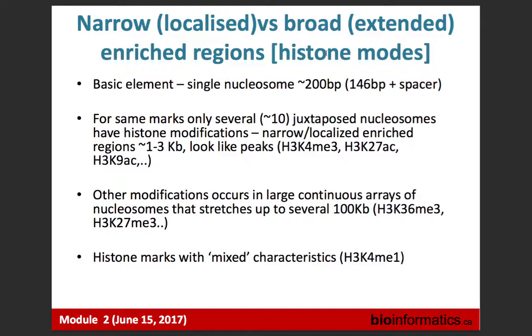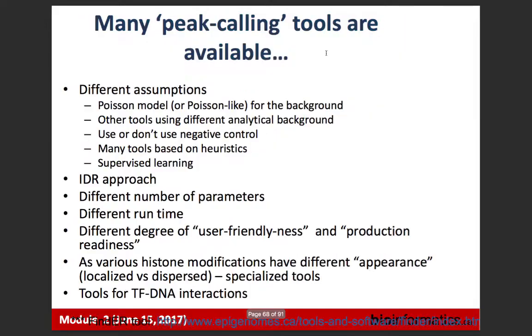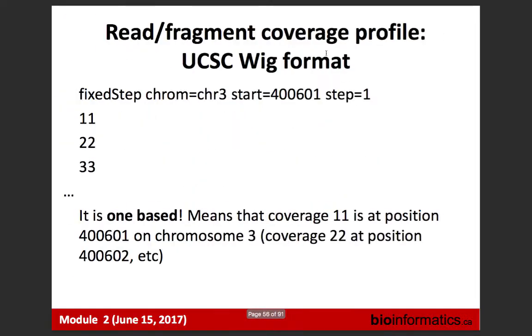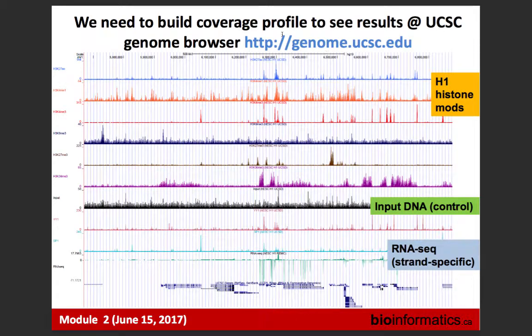Yeah. So now, when we analyze our ChIP-seq data, we can see that there are different kinds of marks. Maybe you heard about this, that there are narrow marks and broad marks. This is just the appearance of the mark. There are some marks which appear as punctate peaks, and some marks which appear as broadly covered regions. It's just the nature of the enzymes which are setting those marks.